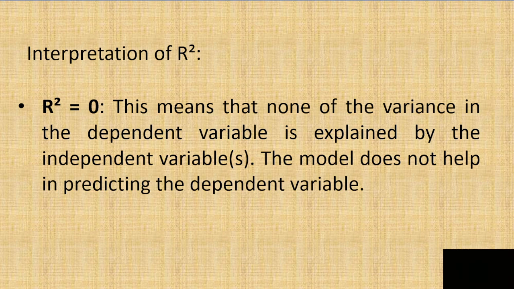Second is if r squared is equal to 0, this means that none of the variance in the dependent variable is explained by the independent variables. The model does not help in predicting the dependent variable.